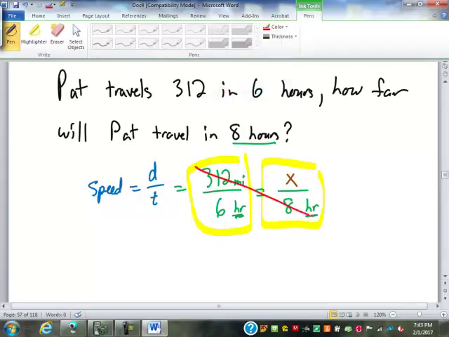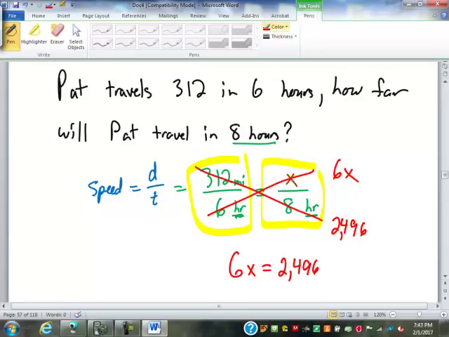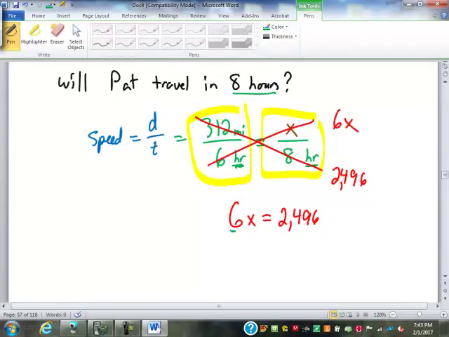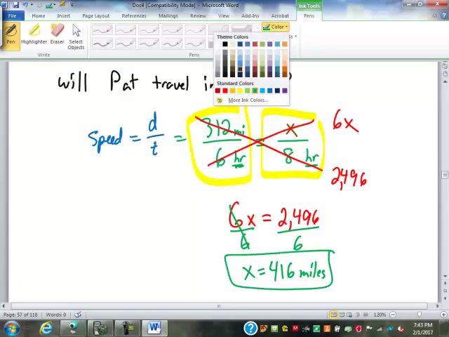So we'll cross multiply. 312 times 8 is 2,496. 6 times x is 6x. So 6x has to equal 2,496. We solve by dividing by 6. So x equals 416 miles. In 8 hours, Pat will drive 416 miles.